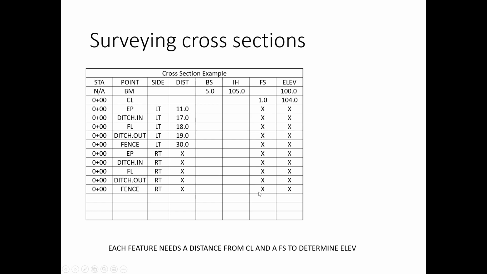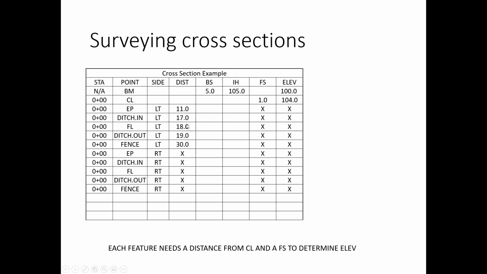So what it would essentially look like for each cross section, we shoot the backside to the benchmark, establish our instrument height. Now we can shoot foresights. So instrument height minus foresight will equal elevation. So we start with the center line, and then it's still all the same station, but now we have the edge of pavement on the left side. We measured the distance. We took a foresight, which gave us an elevation. I kept these as X's just to mark basically what needs to be filled in, but I didn't want to make up numbers for each of these, it would just become tedious.